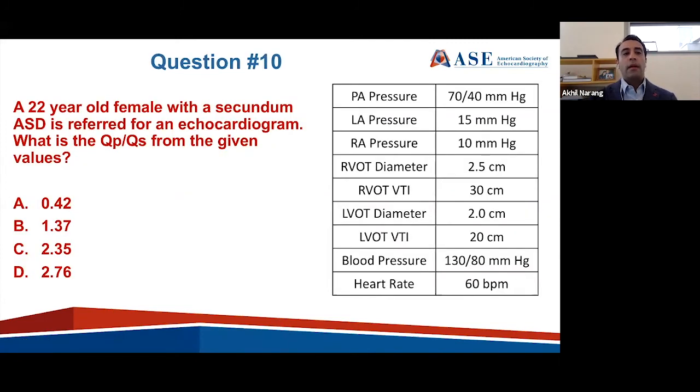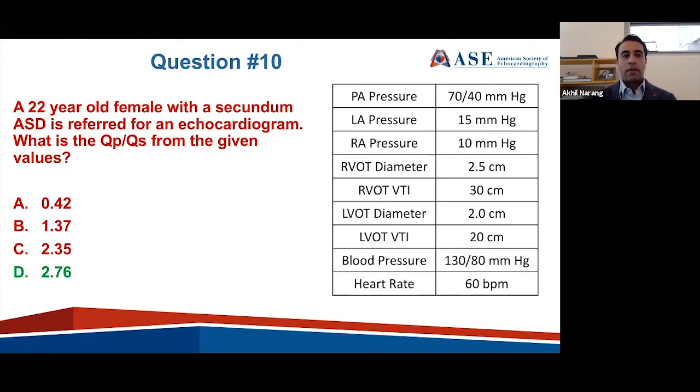Question number 10. A 22-year-old female with a secundum ASD is referred for an echocardiogram. What is the QP/QS from the given values? We're given a table of values here on the right side: PA pressure, LA pressure, RA pressure, RVOT diameter and VTI, LVOT diameter and VTI, blood pressure and heart rate. Answer choices are A, 0.42, B, 1.37, C, 2.35, or D, 2.76.